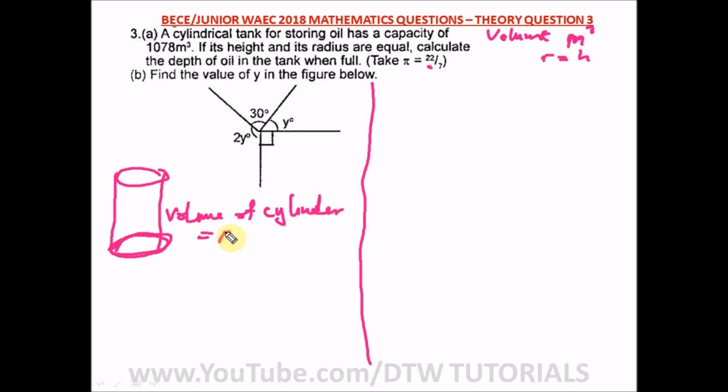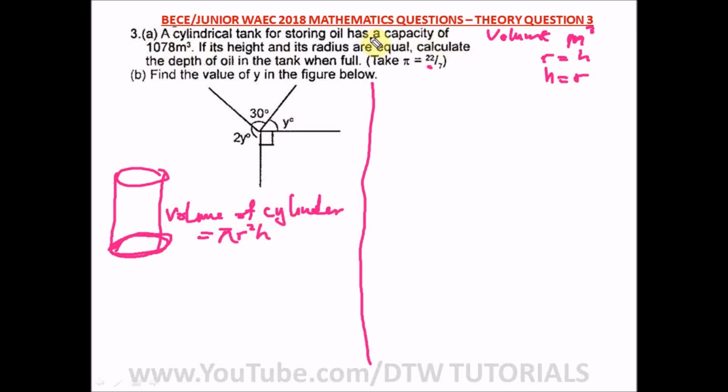is equal to pi r square h. And here we're told that r is equal to h, that's the height is equal to its radius, or radius is equal to height. So we can either say, let's make h r. Let's follow this statement: if its height and its radius are equal, we'll make h r.